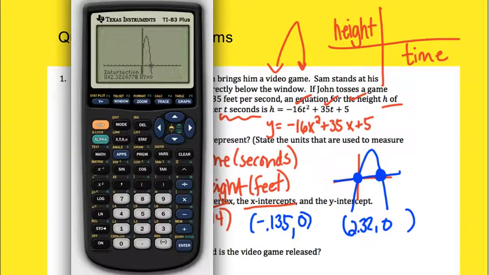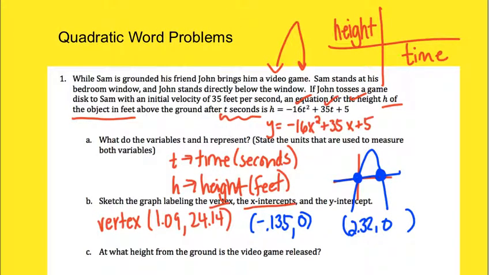Now, how do I find y-intercepts? Y-intercepts happen when I put 0 in for x. So all you have to do is hit trace, 0, enter. And you get 5. So the y-intercept is 0, 5. Again, I put 0 in for x and I solve for y. For the blue, I put 0 in for y, solve for x, and for the vertex, I found the maximum value.